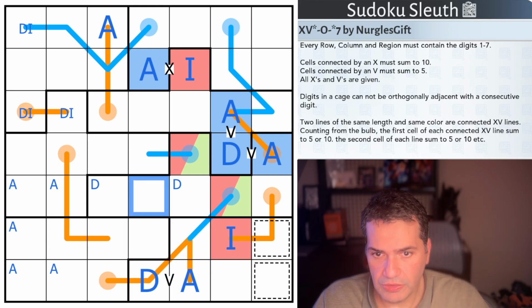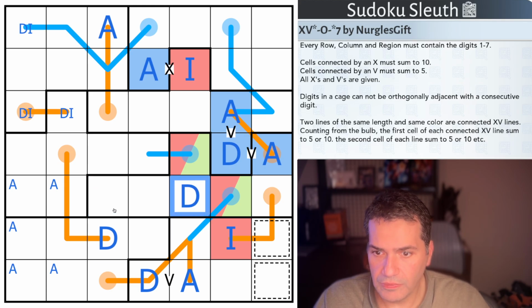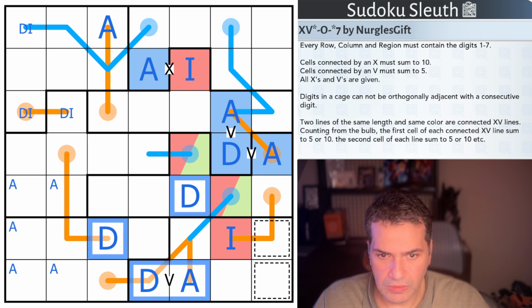This is definitely D. This is not D. And this 4th cell is D or I, but it's not I, it's D. That's not D. That is D. And suddenly we've got a decent number of letters.